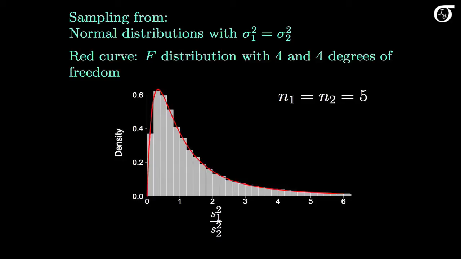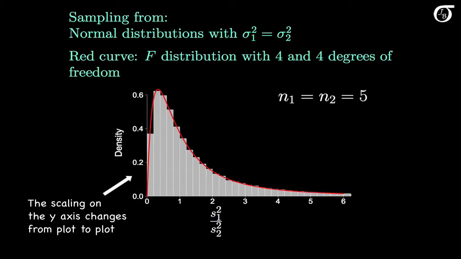Now let's increase the sample size to 20 and see what happens with the distribution. The scaling on the y-axis is going to be changing from plot to plot. And rather than change the plotted values on the y-axis, I'm simply going to leave the y-axis off the plot. All of the curves I'll be plotting are continuous probability distributions, and they have an area of 1.